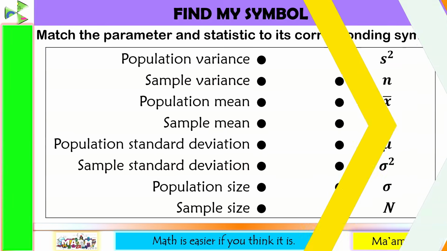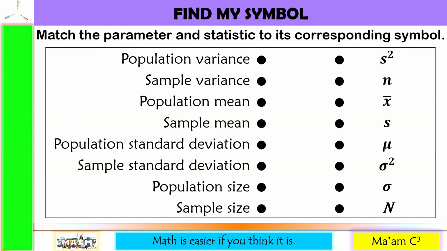Let's have a quick activity. Match the parameter and statistic to its corresponding symbol. First one, population variance. The symbol of this is sigma squared. Next one, sample variance. The symbol of this is S squared. Next, we have population mean. We have mu. Sample mean, we have X bar.